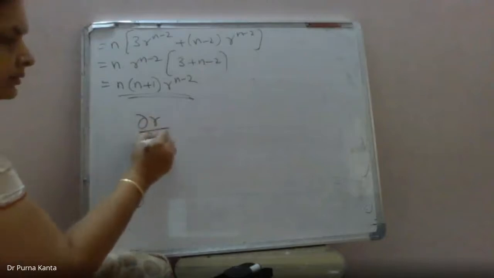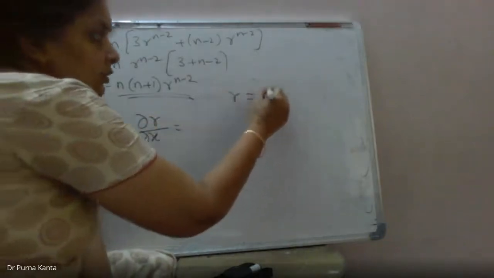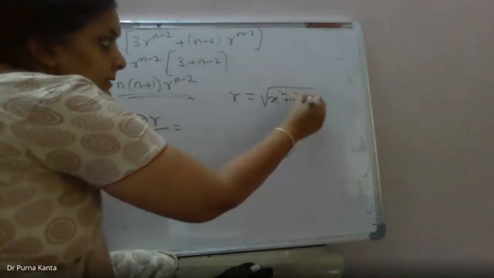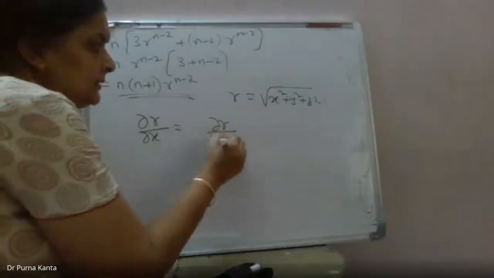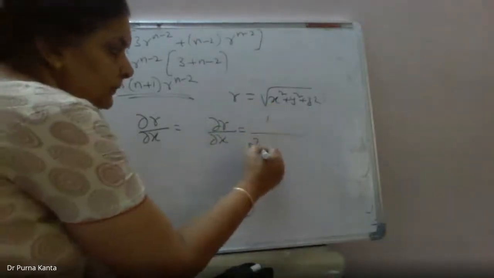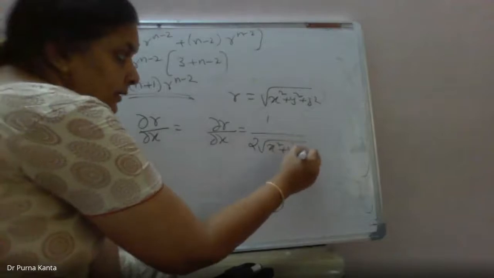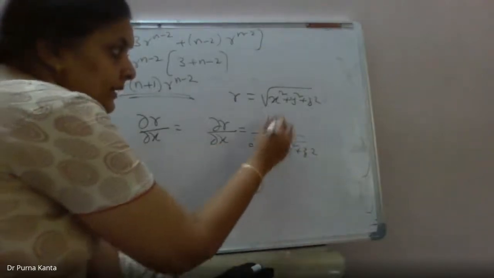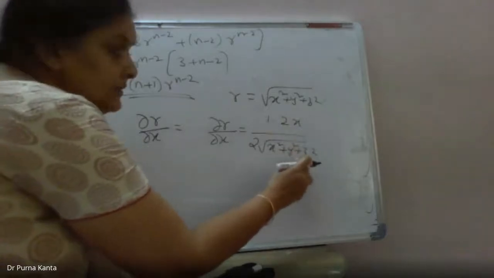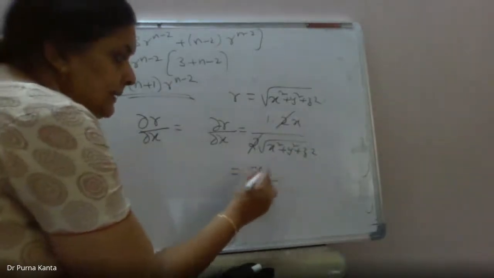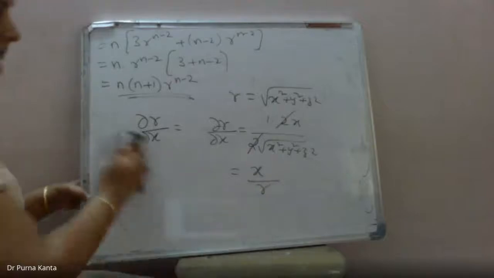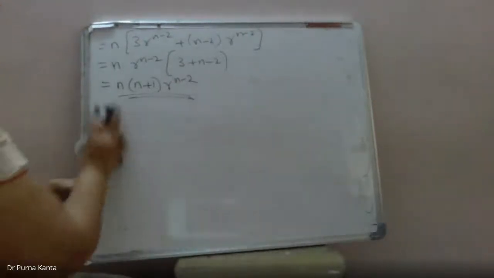Excuse me, madam. How does dou r by dou x become x by r? I proved it, didn't I? What is r? Root over x square plus y square plus z square. So dou r by dou x means root over derivative becomes 1 by 2 root x square plus y square plus z square into derivative of this term. X square derivative is 2x. y and z are constants, derivative becomes 0. 2 gets cancelled, which is x by root over. Root over is nothing but r. Okay, ma'am. Thanks. This is how we proved it; remember it, it comes in almost every problem.